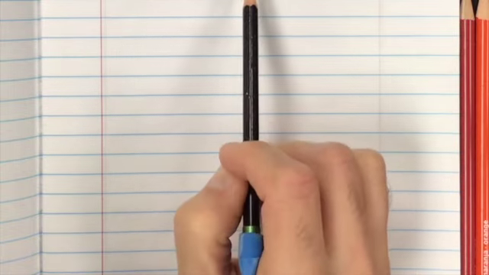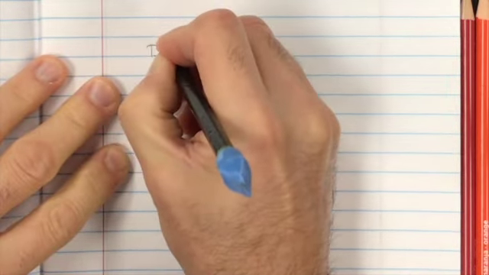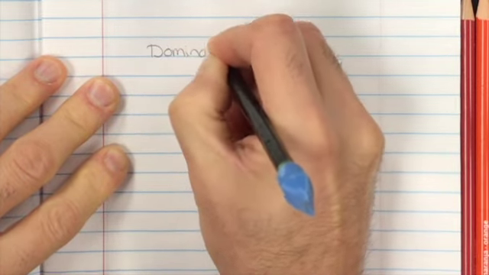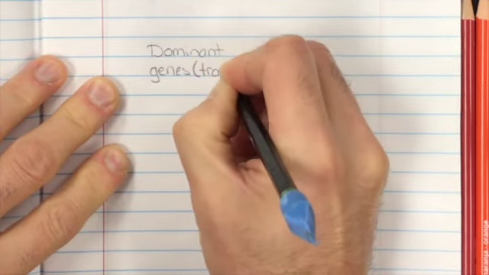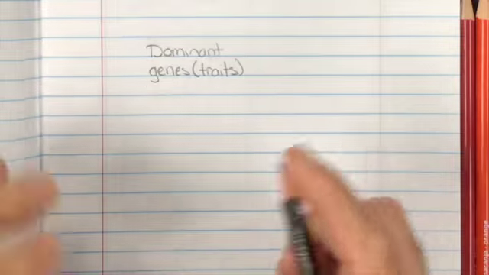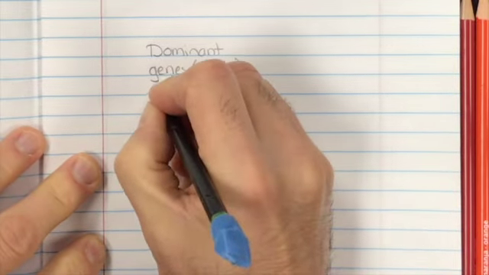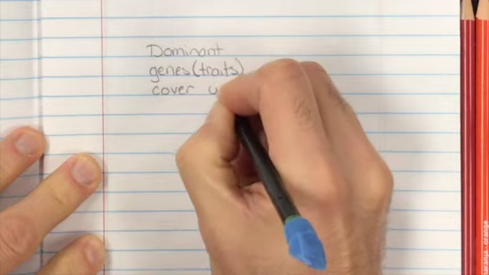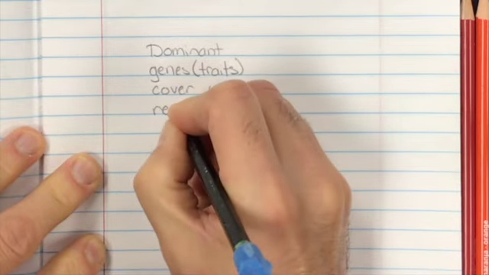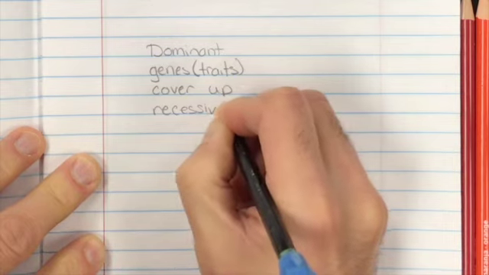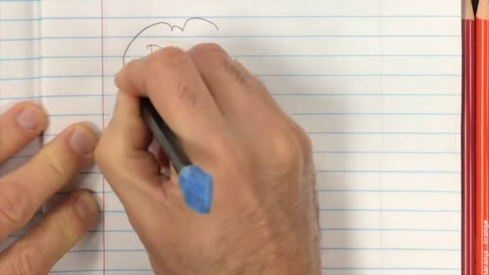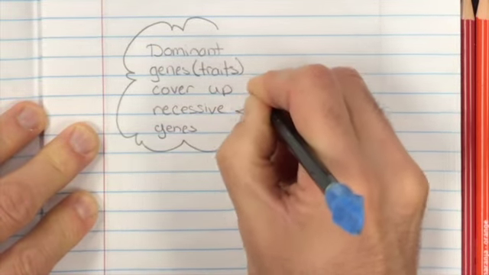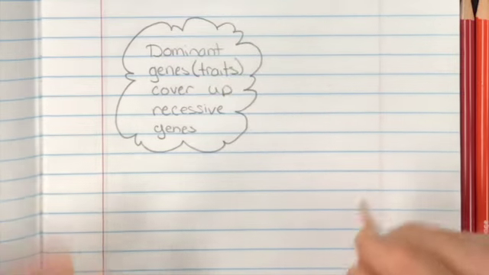Okay, so again, as I was saying, the dominant always covers up the recessive. We're going to write that down here. Dominant genes, and we can also say traits, because they come out as traits, but they're on the genes, on the chromosomes, cover up recessive. Now, if you remember from our earlier talk, mom and dad each contribute one gene, because they contribute half of a chromosome, and on their half a chromosome is one gene.